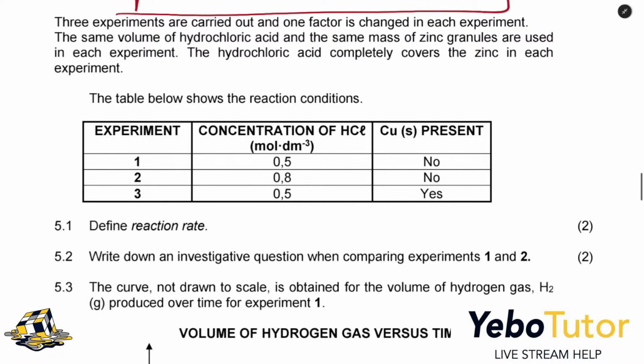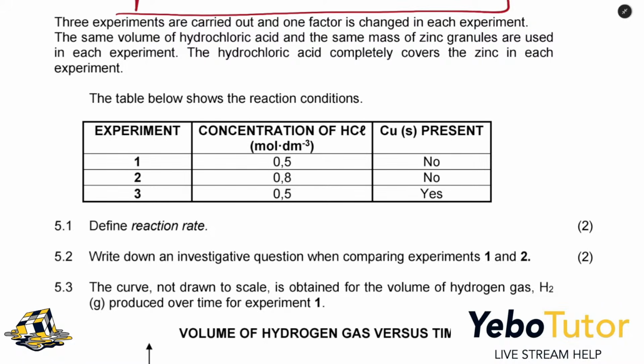Now this is the table which we have. We have experiments 1, 2 and 3, and you can see the concentration of the HCl, hydrochloric acid, which is 0.5, 0.8, 0.5, and of course we can see if the copper, Cu, is present there. So we can see that no, and it's only present in experiment number 3.